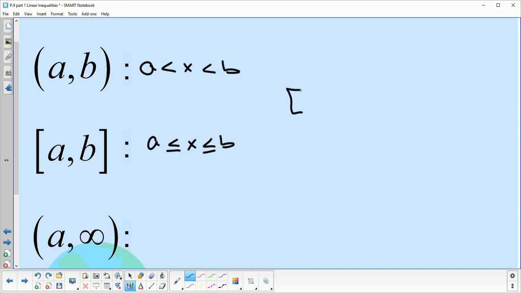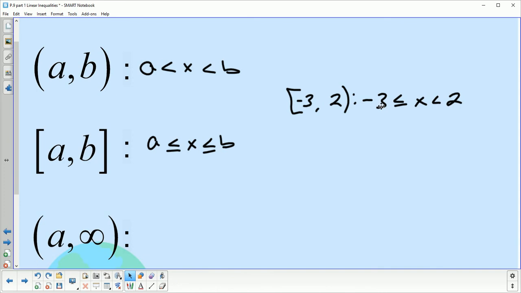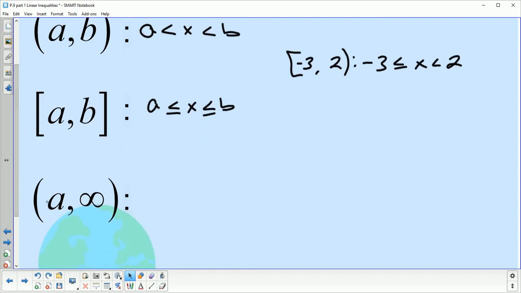We could have a mixture like something like this. Let's say negative 3 to 2 is what I mean. So this would tell us that our solutions for this inequality are between negative 3 and 2 and including negative 3, because we have a bracket with negative 3 and a parentheses with 2. Right, so here, the way we would write this one, this goes from A to infinity. So this tells us that X, our solution, is greater than A.